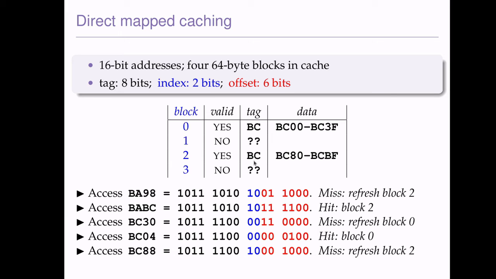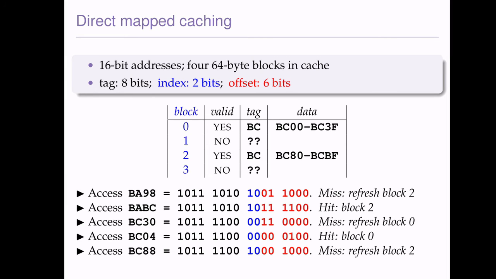What we'll have to do is refresh the block with BCA8. Now we subtract 8 from this because that's the offset, so we get BC80, and then we add 3F onto that to get the upper range. So we load the data from memory of BC80 to BCBF. So this is a miss, refresh block 2, because originally we didn't have the right tag, we weren't in range of the data, so we must refresh that to get new data into the cache.